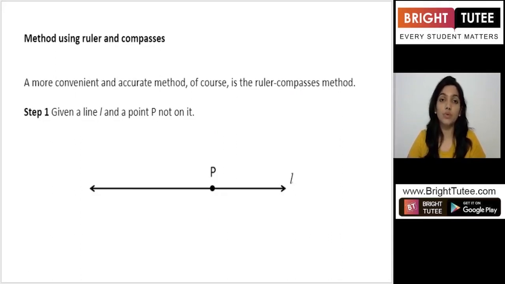Now we are going to use the method where we have got this line L and P is not on the line, and we are going to use the ruler and the compasses.